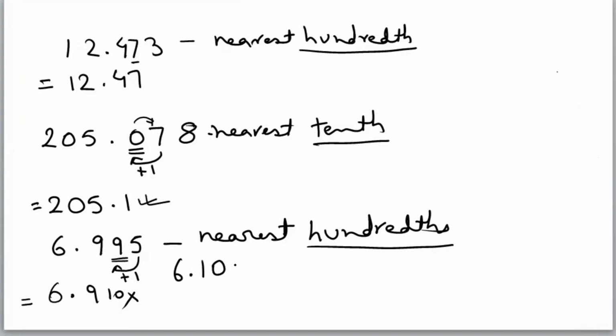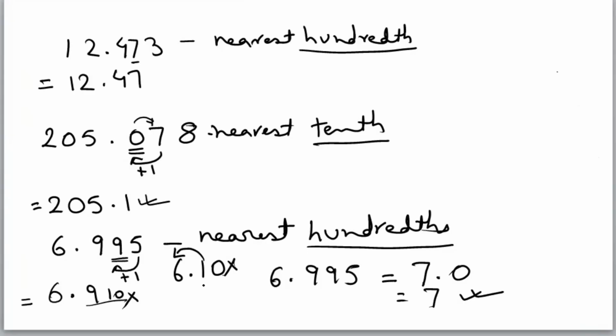So if you write 0, no, we can't, because we already know that we have to drop all the digits to its right side. So if you write like that, it will also be wrong. So how do we have to do it? Now it will be 0 here and 1 will carry over to the whole number place. So what will be the correct answer of rounding 6.995? It will be 7, 7.0 or just 7, you can say. So this will be correct. You can't write it like this or like this.